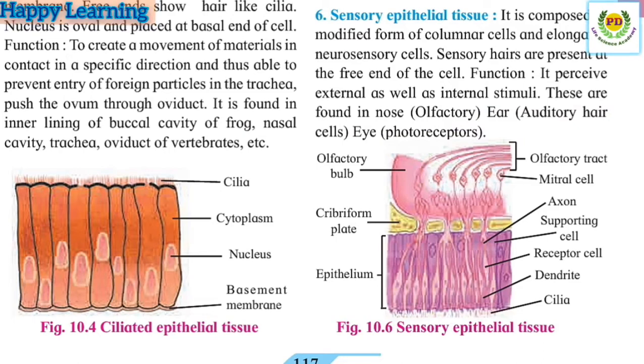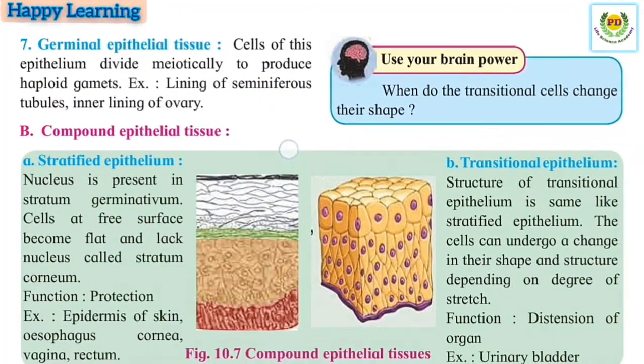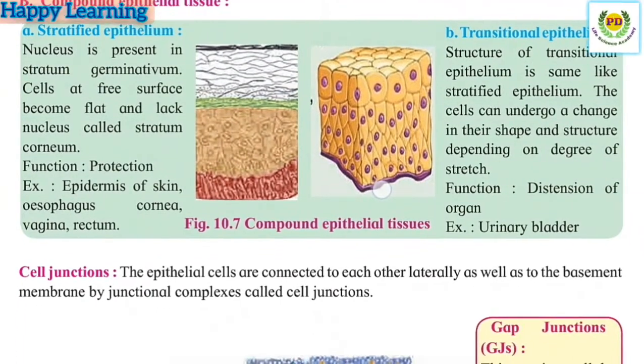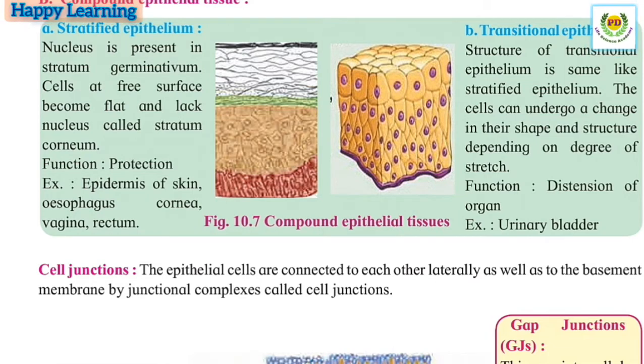This is the basic information; we will see it in detail. And the last one of the simple epithelial tissues is the germinal epithelial tissue, which shows the presence of reproductive cells. Now next we see the compound epithelial tissue. Up to this part we studied epithelial tissues, which are of 2 types, simple and compound. Now we start the compound epithelial tissues.